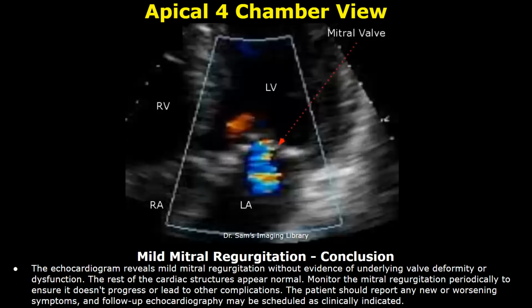This is the conclusion. The echocardiogram reveals mild mitral regurgitation without evidence of underlying valve deformity or dysfunction. The rest of the cardiac structures appear normal. Monitor the mitral regurgitation periodically to ensure it doesn't progress or lead to other complications. The patient should report any new or worsening symptoms, and follow-ups may be scheduled as clinically indicated.